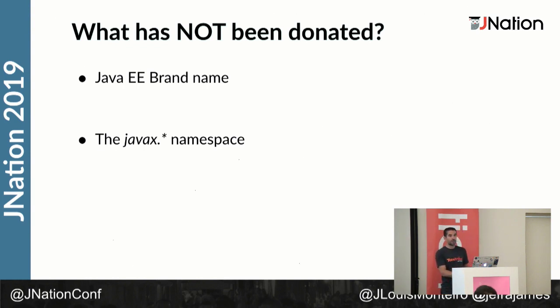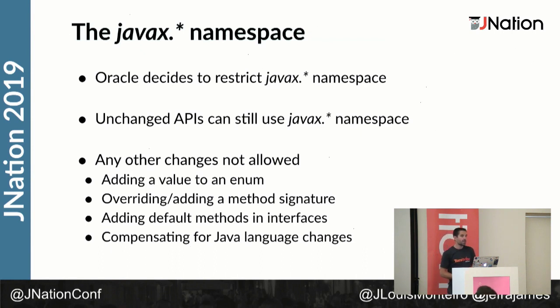And obviously the javax namespace, I believe all of you have probably heard about that issue. I believe it was at the beginning of May that Oracle decided to step back and not allow any javax namespace usage. It's actually not true. They decided to restrict the usage, such that you can still use the javax namespace if you don't change anything in the API. Not changing anything means not adding any value to an enum, not overriding method signatures, not adding any new methods, etc. So basically they were saying, you can use the javax namespace, we'll give you all the sources, but you cannot change them, which becomes a bit useless in essence.